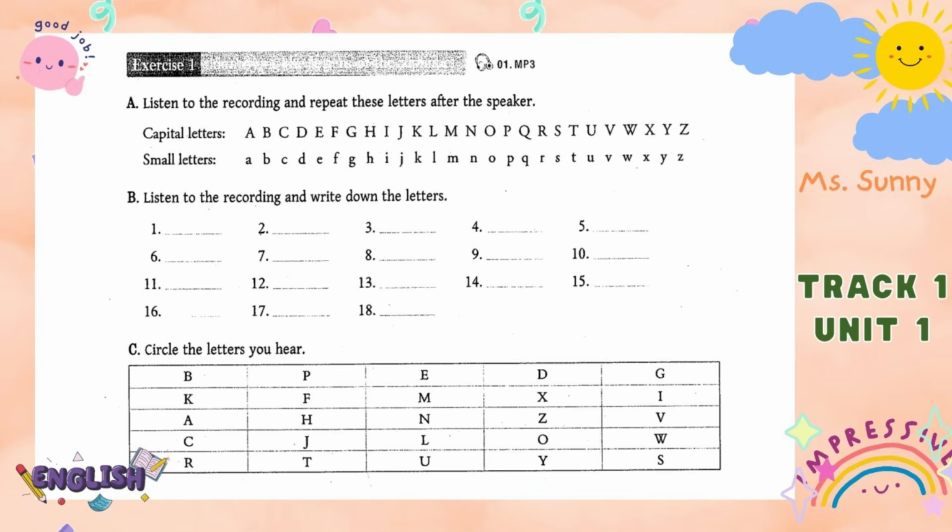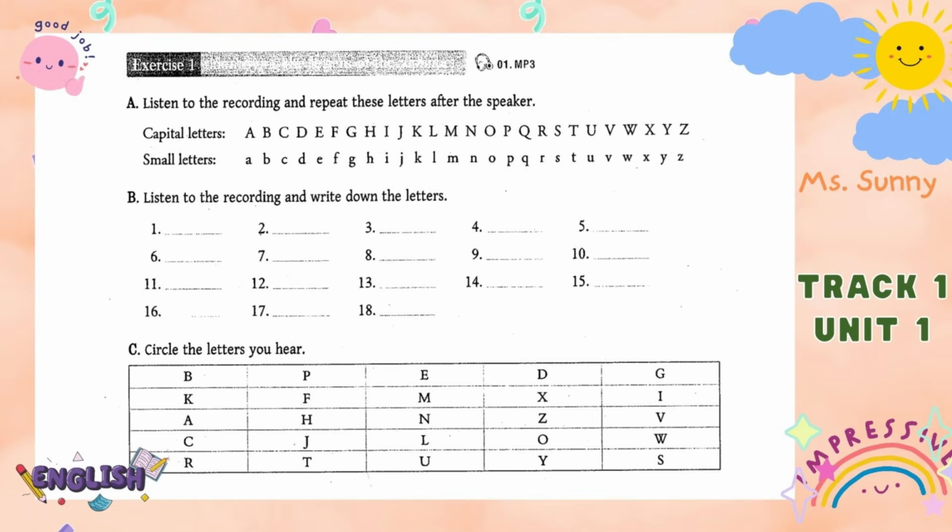B. Listen to the following letters and write them down. P, I, F, H, J, K, O, M, R, L, W, T, U, X, S, A, B, E.